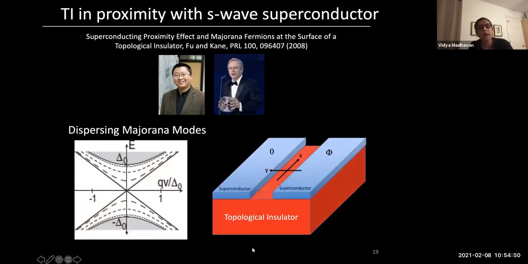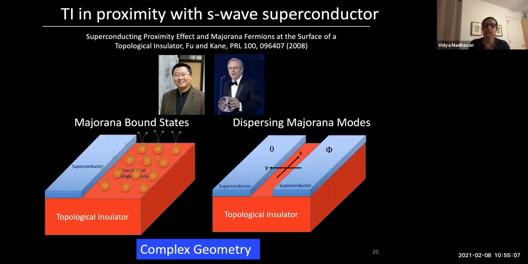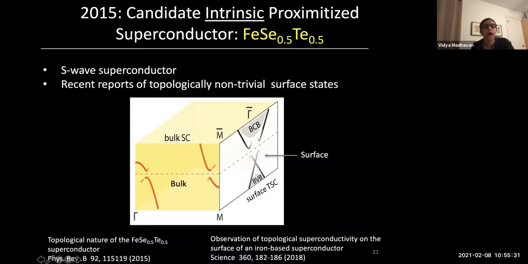Okay. What about these dispersing Majorana modes? If you could engineer such a system, you expect to see states inside the superconducting gap that live only along this edge. That would be the signature. This is, again, a complex system with complex geometry, and because of this complexity, for a long time it was really difficult to study these kinds of systems with the STM, although some people have been able to grow films, proximatize topological insulators, and study the vortex core states and so on.